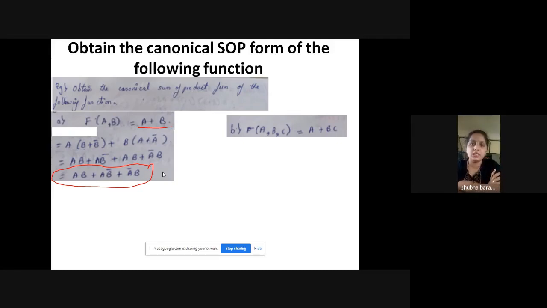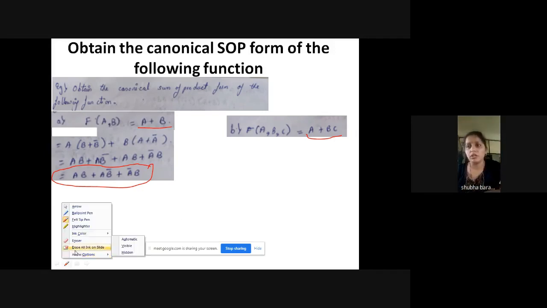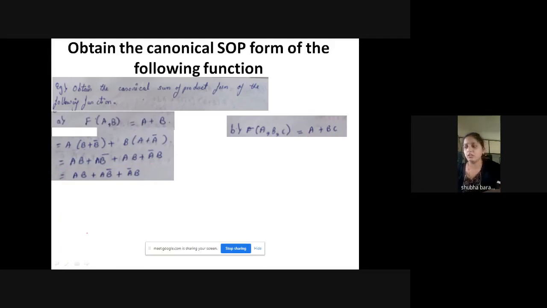F of ABC. One who has understood, you can go for the next one. Next one is f of ABC equals a plus b plus c. Who has not understood, you can once again pay attention.